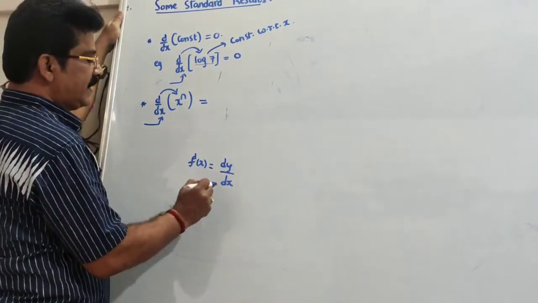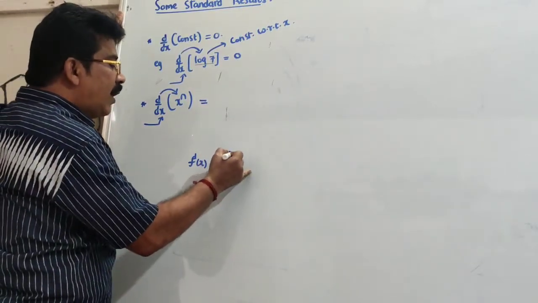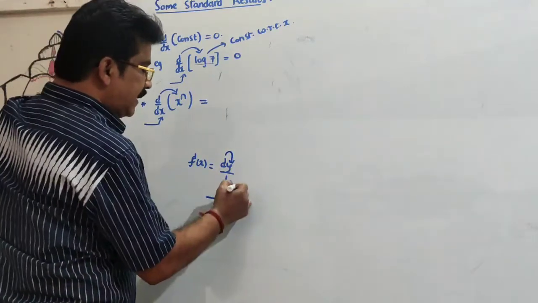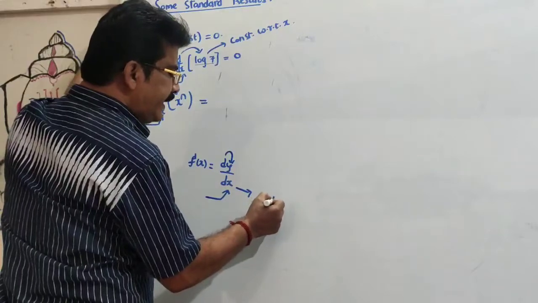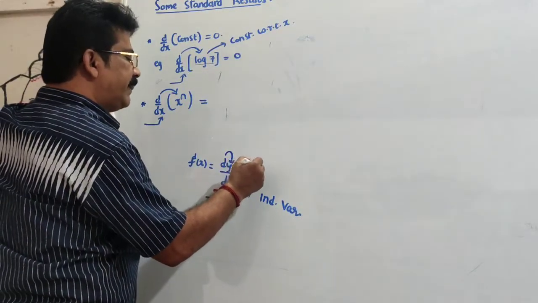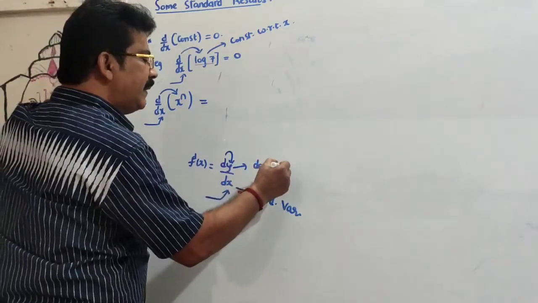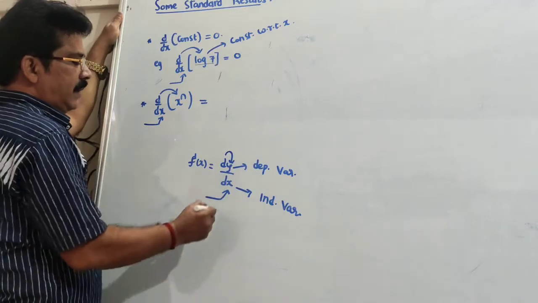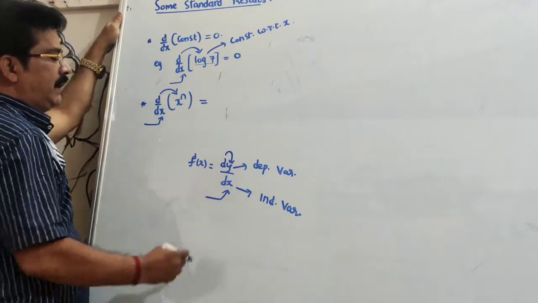Okay, f dash of x means what? Derivative of y with respect to x. Here, x is called the independent variable and y is called the dependent variable.